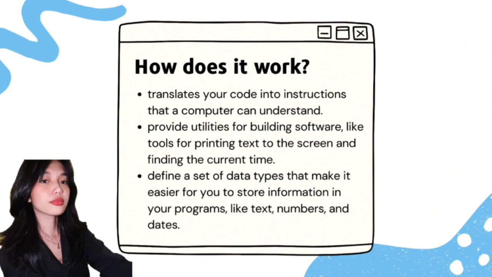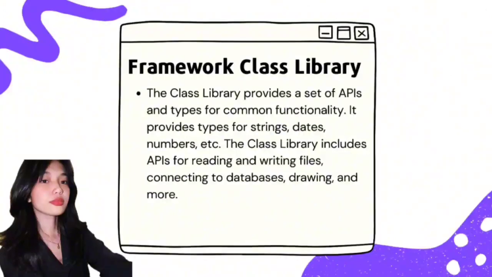The FCL also provides user interface, database connectivity, encryption, web application development, numeric algorithms, and network communications. Framework Class Library. The class library of .NET is one of its main characteristics. For all .NET languages, the base class library, or BCL, is one kind of library that is offered.